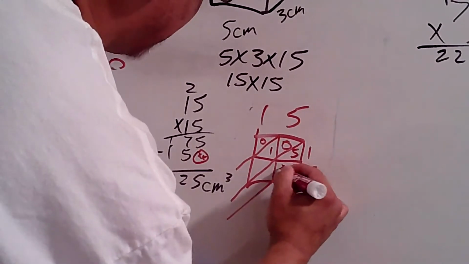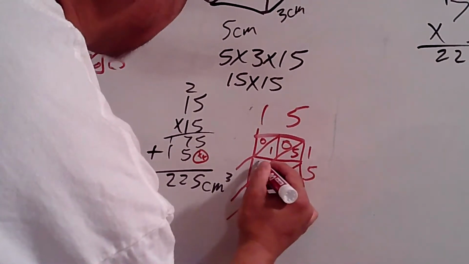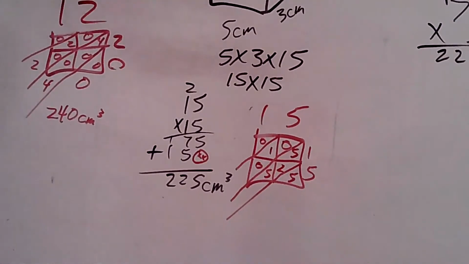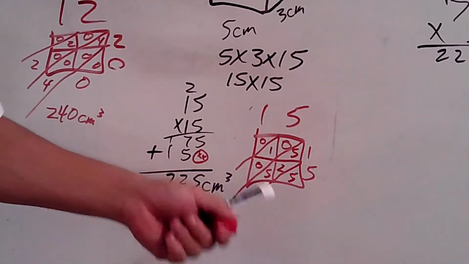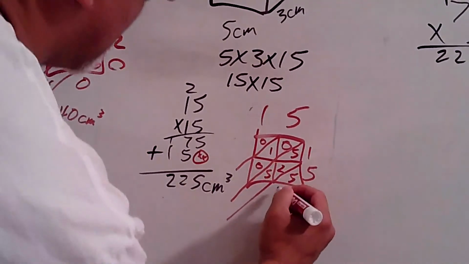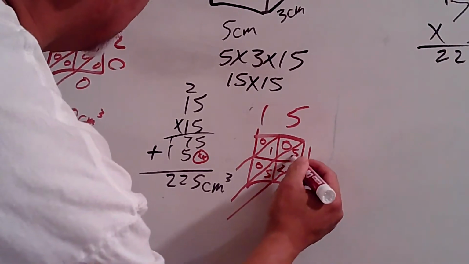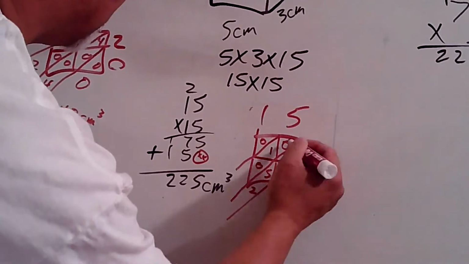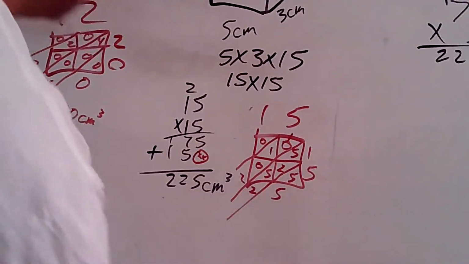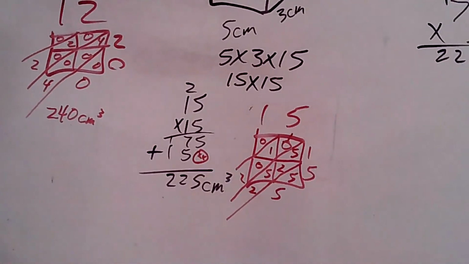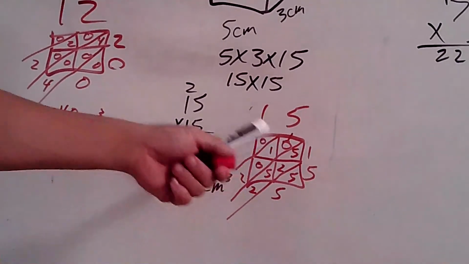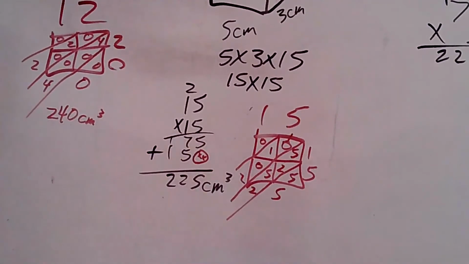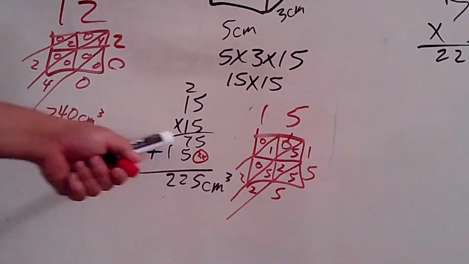5 times 5 is 25. 5 times 1 is 5. So we'll put that in as a 0, 5. Now we'll go friend time. Here's a 5. 5 plus 5 is 10. Plus 2 is 12. I'll put down the 2. Carry my 1. 2, 2, 5. So, once again, if you make a mistake here, can you see it? Yes, you can. Make a mistake here, can you really see it?